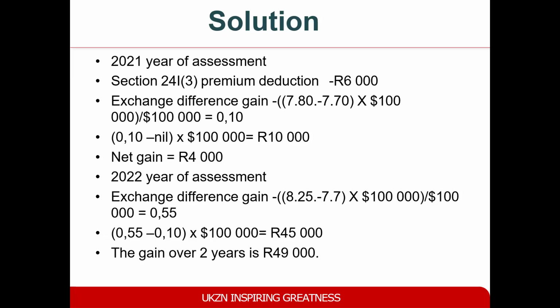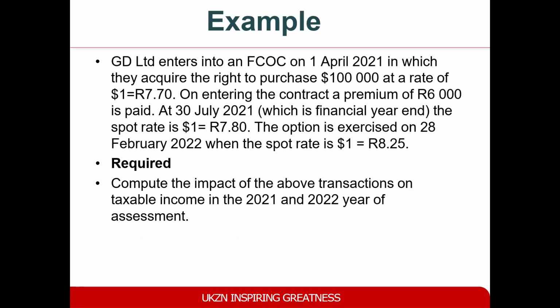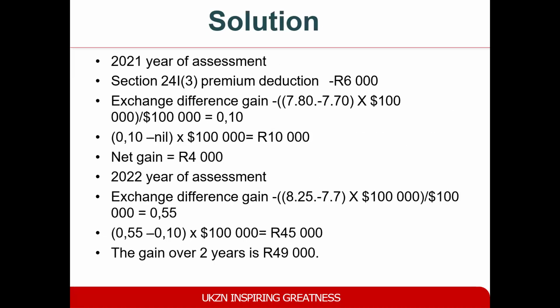2022 year of assessment, they've got exchange differences. Now in this case, it's R8.25 minus R7.70, which is 55. So it's actually 55 minus that one, which is 45,000. They have a gain over 2 years, which is 49,000, because it's 45,000 plus 4,000. So they are better off because they purchased this right. But it could have expired. Now they exercised it. Why? Because they were gaining something.